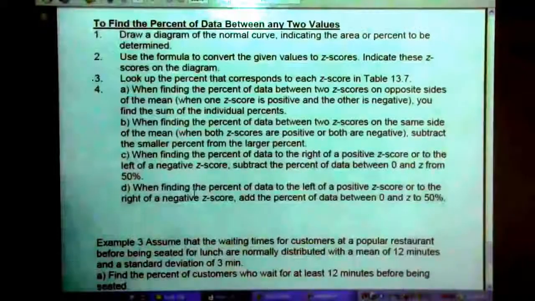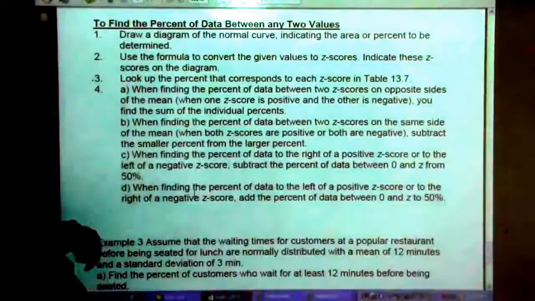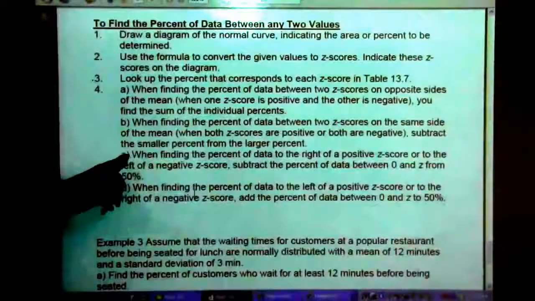Find the percent of data between two z-scores on the same side. Both z-scores are positive or negative. Subtract the smaller from the larger.